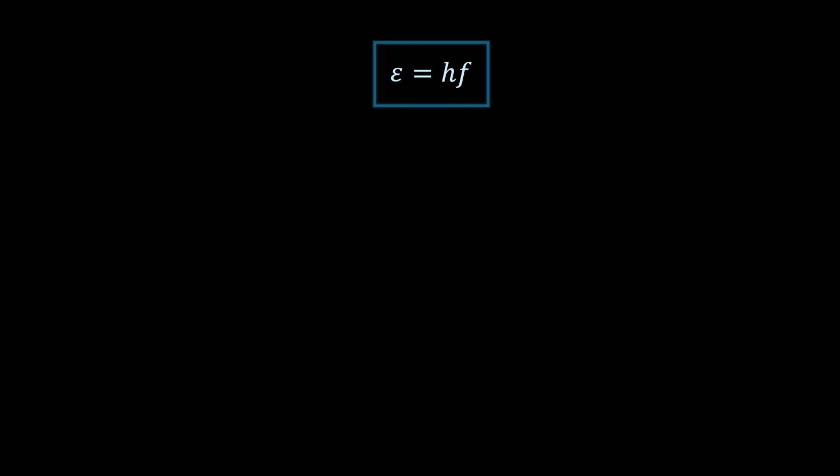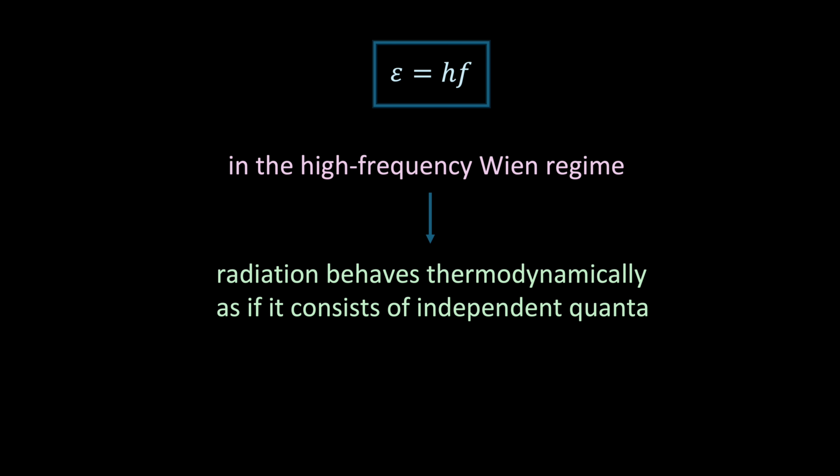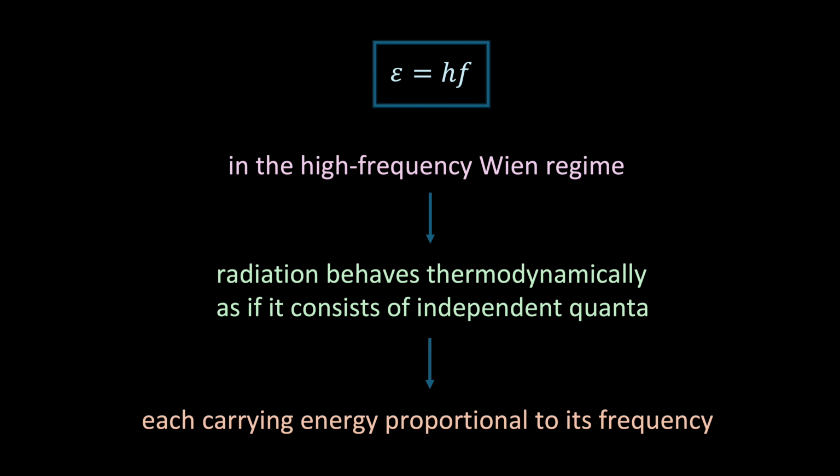And this is the punchline. This is Einstein's incredible realization. In the high-frequency Wien regime, radiation behaves thermodynamically as if it consists of independent quanta, each carrying energy proportional to its frequency, hf. And it's worth pausing to reflect on what's just happened.